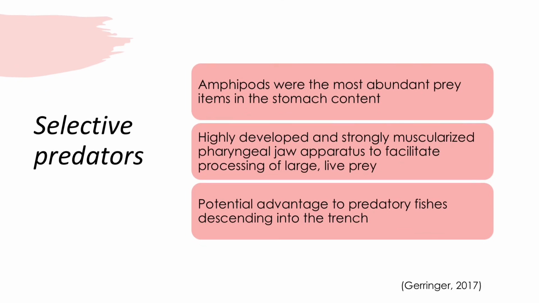Another characteristic of the snailfish is that it is a selective predator. Analyses done by another researcher found that amphipods were the most abundant prey item in the stomach content, and its abundance increased with depth in the hadal zone. They also have highly developed and strongly muscularized pharyngeal jaws to handle and process large live prey. It's posited here that trophic interactions may be important evolutionary drivers of depth zonation patterns in abyssal and hadal fishes.